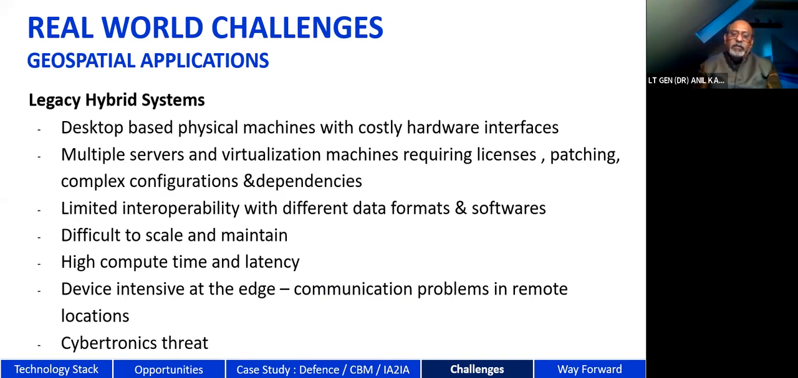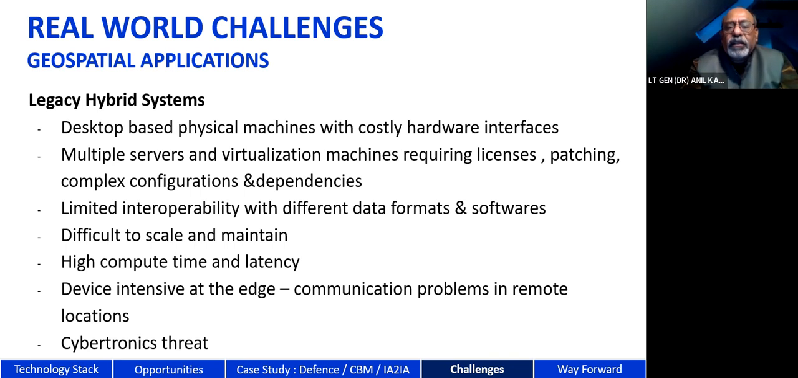Whether it is defense, industry, or condition-based monitoring, you have legacy systems which are still based on desktops, physical machines with costly hardware. And if you have to create a geospatial experience, you need interfaces which are costly. You have to have multiple servers, virtual machines, licensing and a lot of issues. I was the DG Information Systems. We were having a lot of problems in configuring multiple servers. It had become a very heavy baggage.